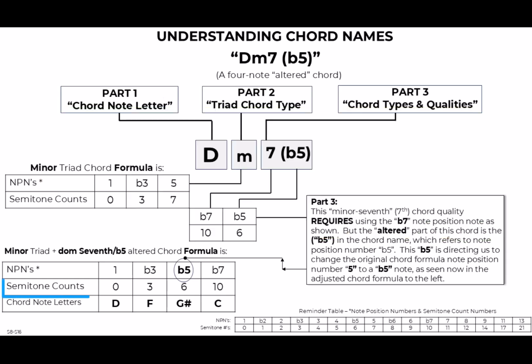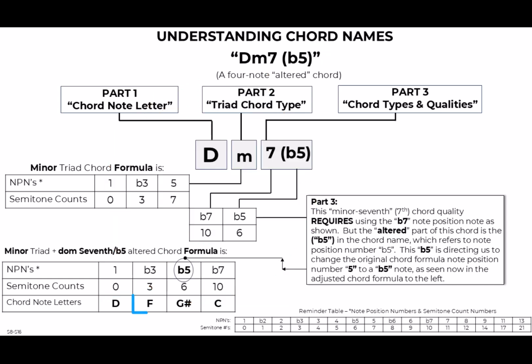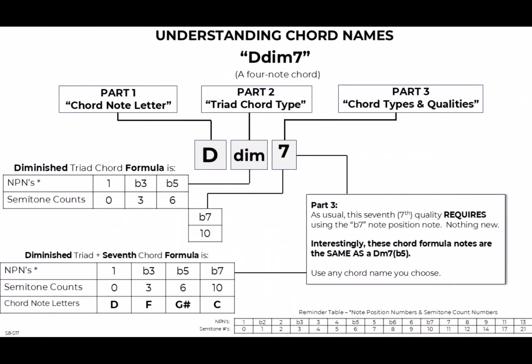As you see, the semitone count numbers in this example begin with the 0 count of D, which is the D note. The 3 semitone count is the F note. The 6 semitone count is the G sharp note, and the 10 count is the C note. Thus, a D minor flat 5 chord is formed with the notes D, F, G sharp, and C. No matter what octave I play them in, no exceptions, and they never change. Again, it's that simple.